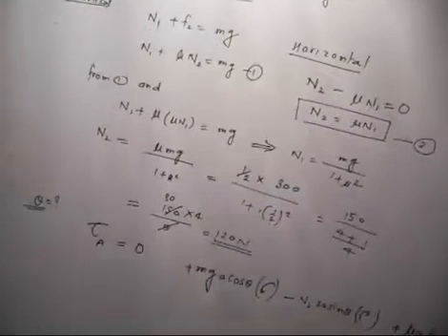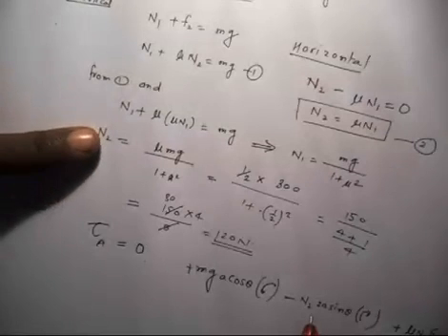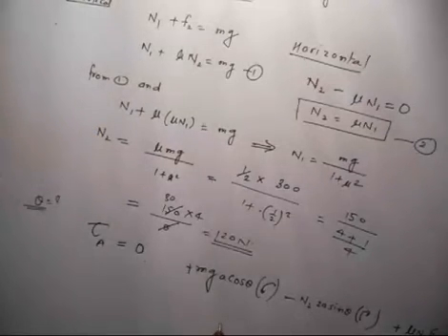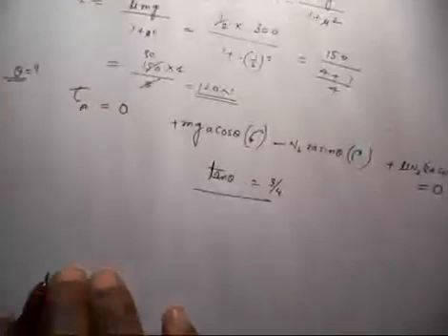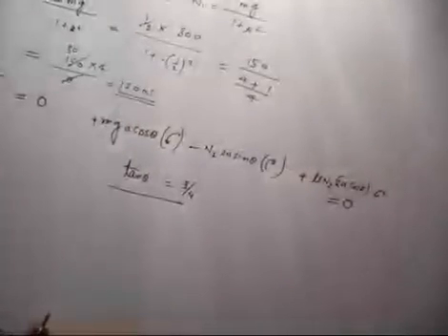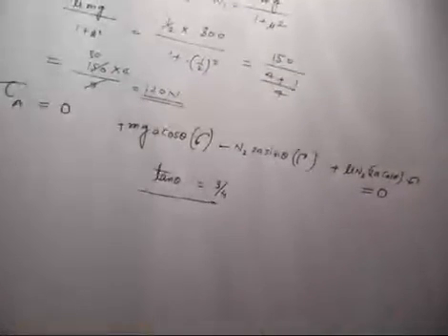If I equate these, and if I put the value of N2, N2 is mg by 1 plus mu square, you can prove tan theta comes out to be 3 by 4. Let us check yourself whether you are getting the answer or not. So you solve this equation and you will get tan theta equals 3 by 4. So try it yourself and you will get the same answer. Okay, thank you.